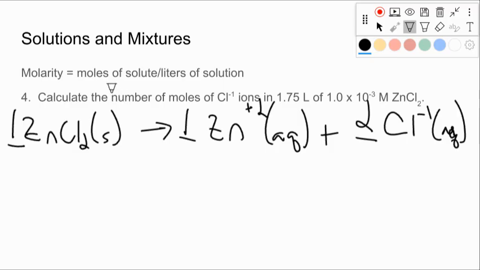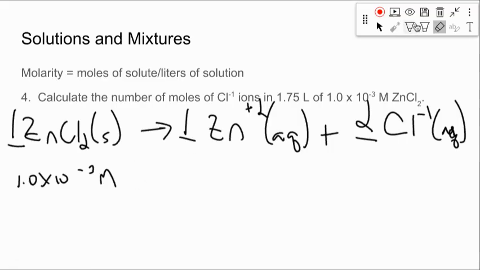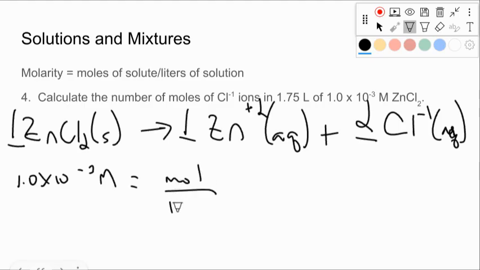So first thing I need to do is figure out how many moles of my ZnCl2 is going to be produced. And that's where I'm going to use my molarity equation. I'm going to do 1.0 times 10 to the -3 molarity of my solute is equal to, I'm going to solve for moles. It tells me my volume is 1.75 liters. So then I can mathematically solve this out. So I'm going to do 1 times 10 to the -3rd times 1.75. And that comes out on my calculator to 0.00175.